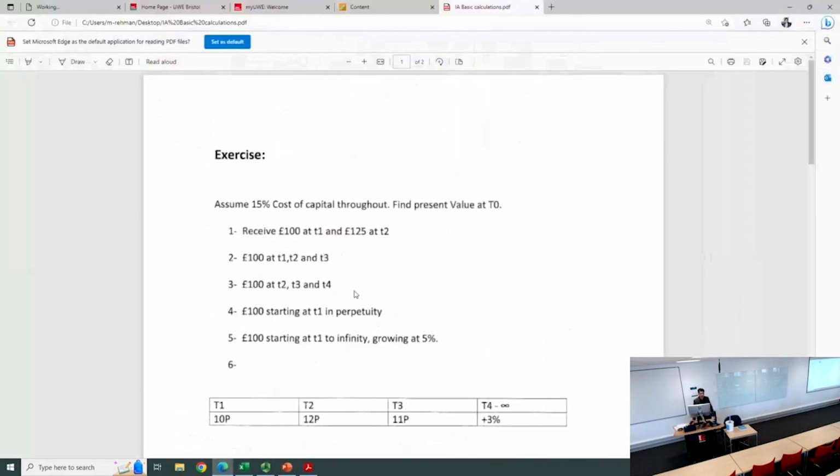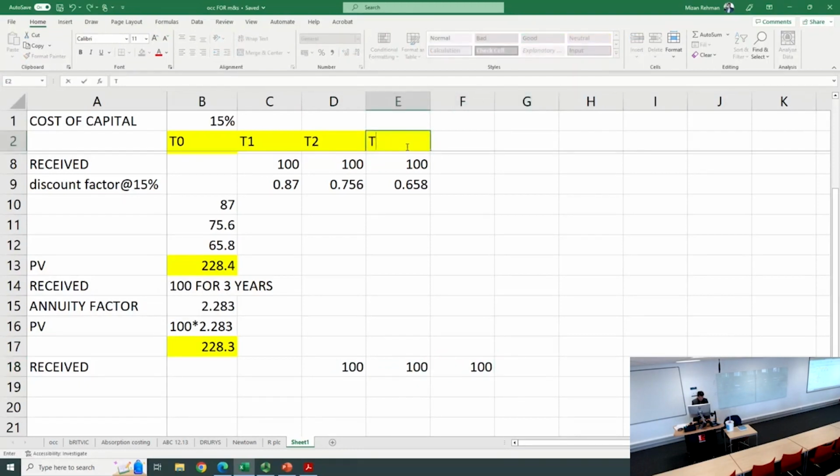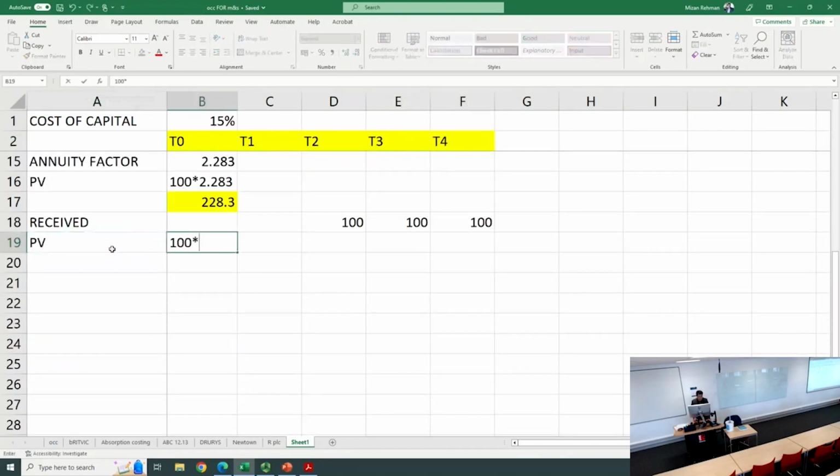Question number 3. £100 received at T2, T3, T4. What is the present value now? We are skipping year 1. Let's go to our Excel. Received PV, we are receiving £100. We are going to annuity table.